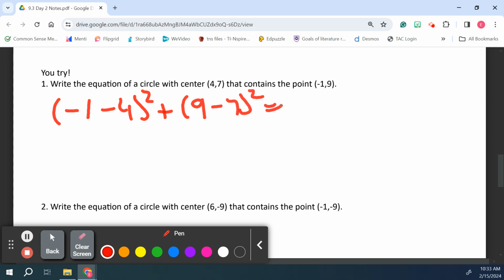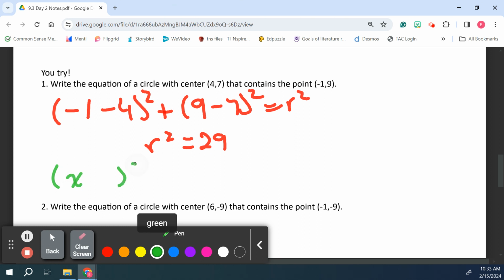Very good. Okay, so in the end, what was r squared? Tell me that. 29. Very good. So now, who would like to give me the equation? Go ahead. Very good. There it is. Questions on one?